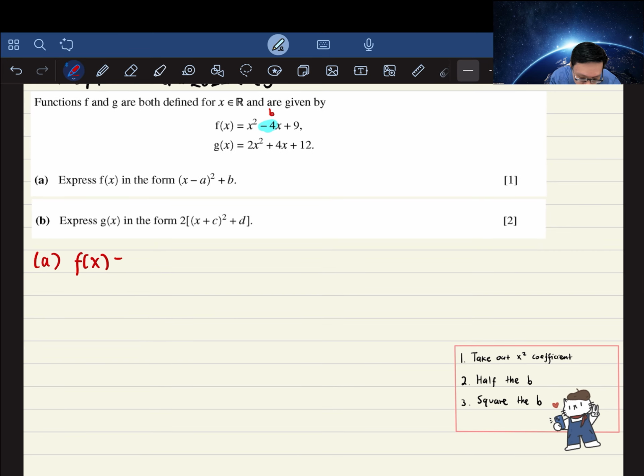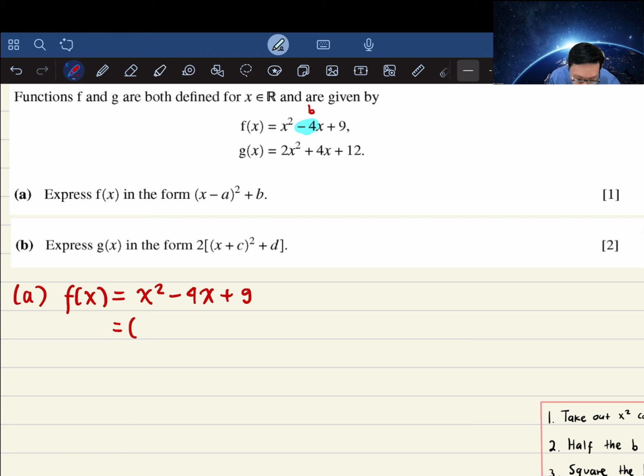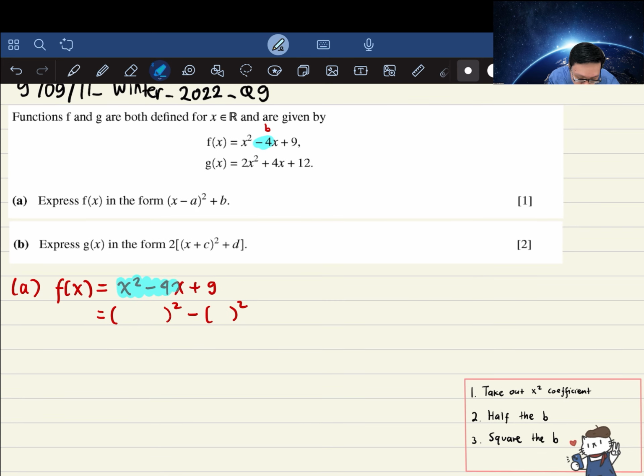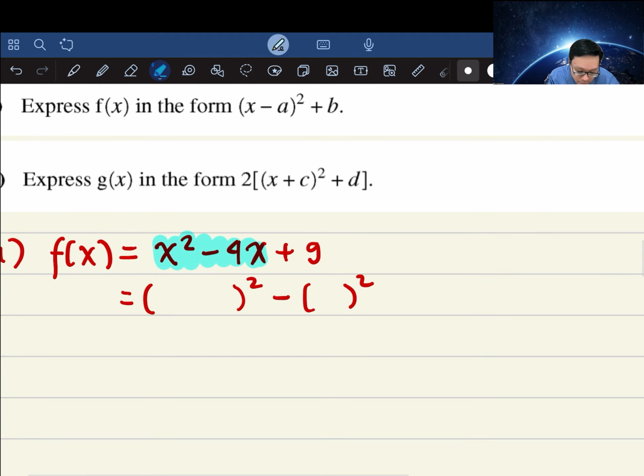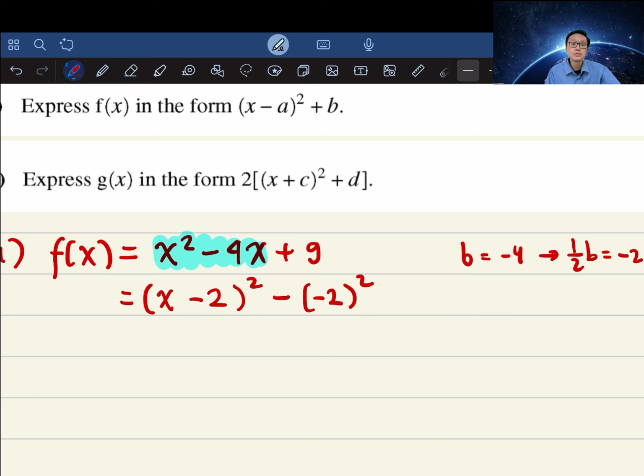So let's do the steps. We have f(x) equals x squared minus 4x plus 9. And then how to complete the square? First, we have the complete square, and then minus we have the missing square. For the complete square, we have x squared minus 4x. So we focus on these two, like in the visual proof. So we have x over here, and then we have the b. The b in this case is minus 4. So half the b will become minus 2. So we put the half b over here and half b over here. So that's how you do completing the square.